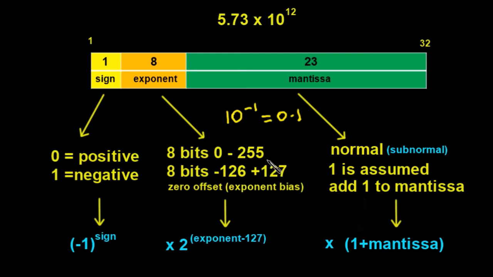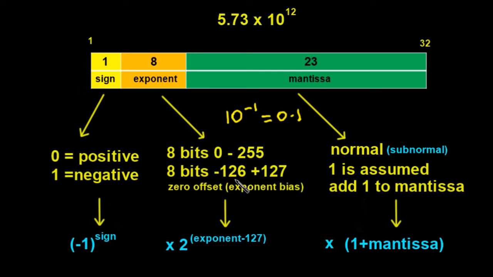So we do that by using something called a zero offset, or sometimes an exponent bias. Instead of representing exponents from 0 to 255, we can represent exponents from minus 126 to plus 127. Now you might be thinking that minus 126 to plus 127 is actually 253 values, but up here we've got 255 values. So where have the other two values gone?